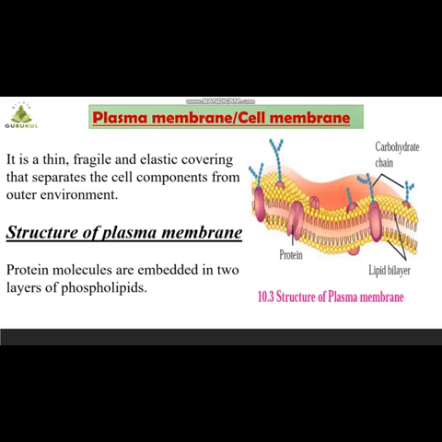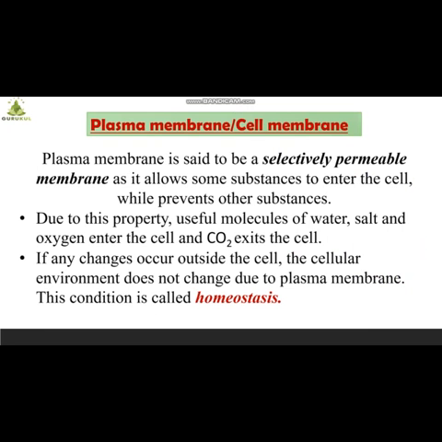Now let us understand the structure of the plasma membrane. Students, please go through the figure. Protein molecules are embedded into layers of phospholipids. Can you see the lipid layer? These are nothing but phospholipids. Two layers of phospholipids are present, and there are proteins which are embedded. Can you see the carbohydrate chains in blue color? The protein is shown in pink color, and we have carbohydrate chains in blue color. So this is the structure of the plasma membrane. Very simple structure it is.